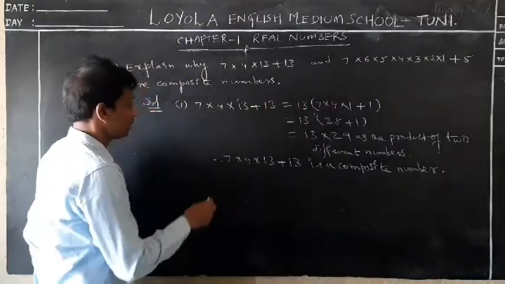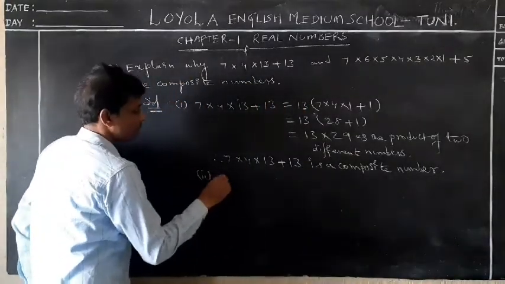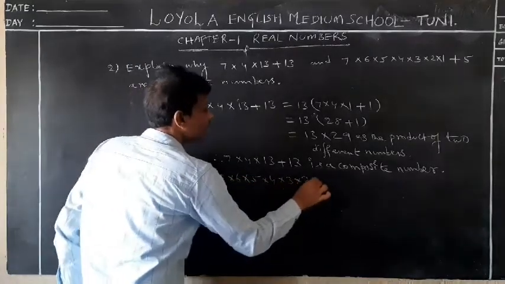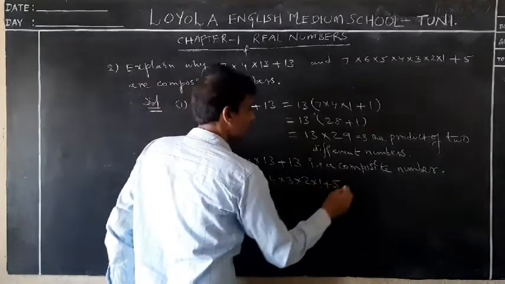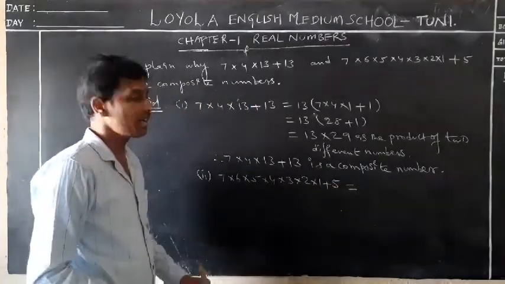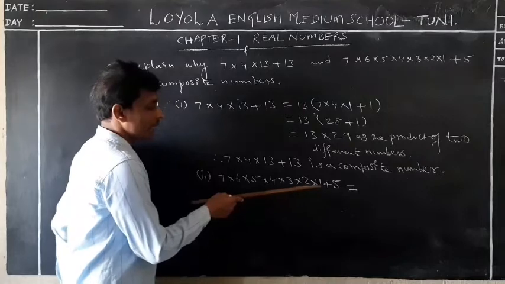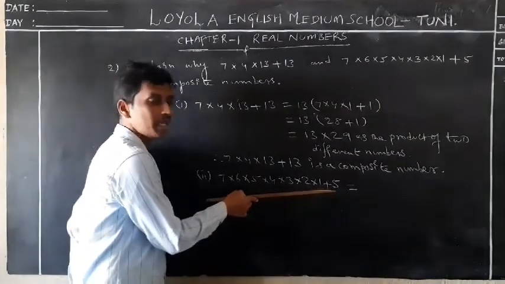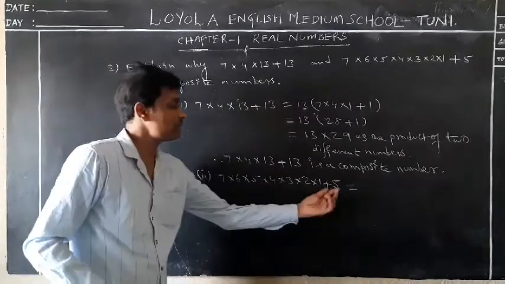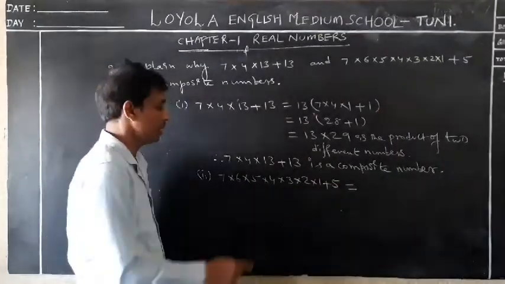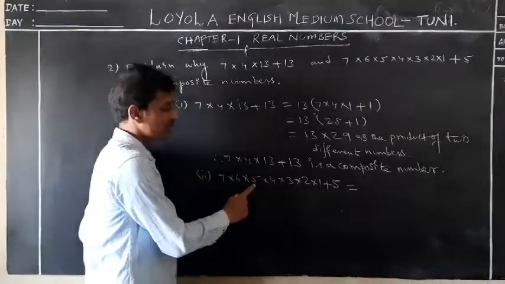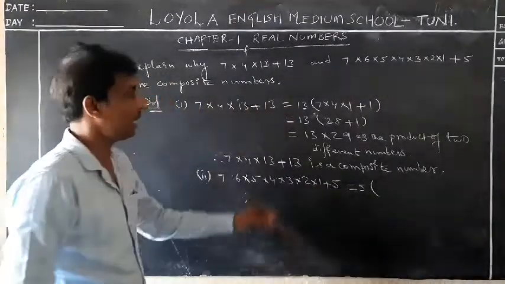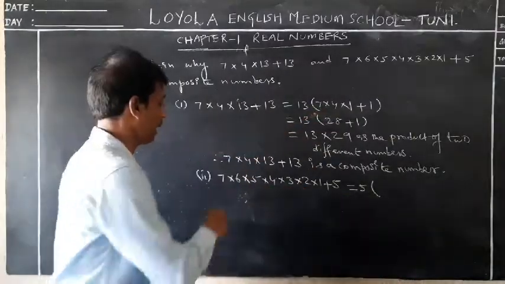Now let us go to the second part of this question. 7 into 6 into 5 into 4 into 3 into 2 into 1 plus 5. Here the product of 7 to 1 comes as one term, and the second term is plus 5. So apart from this, can we take 5 as common? So take 5 common. The rest of the terms, like above, you write in brackets.